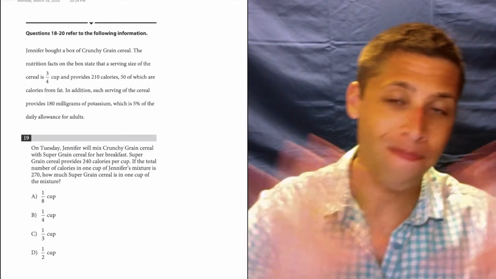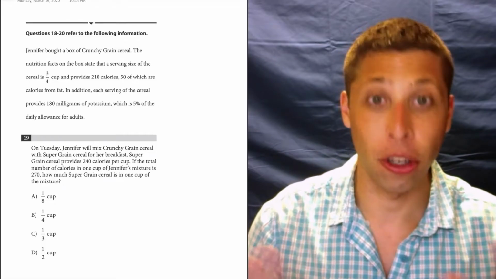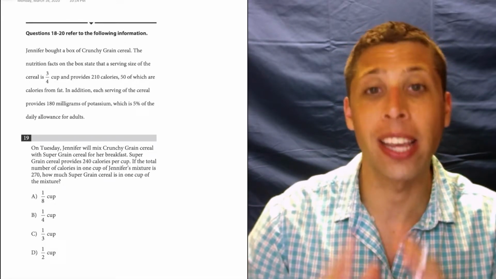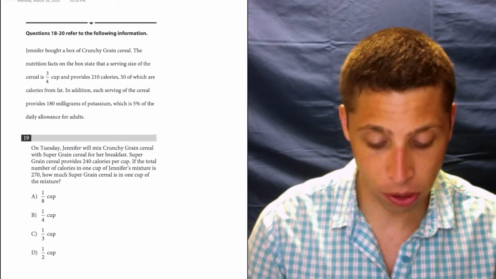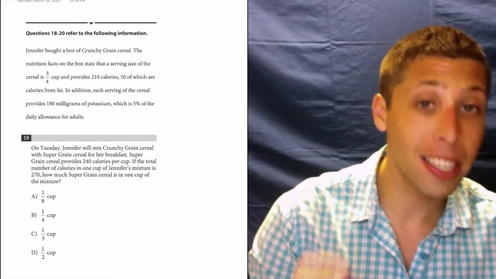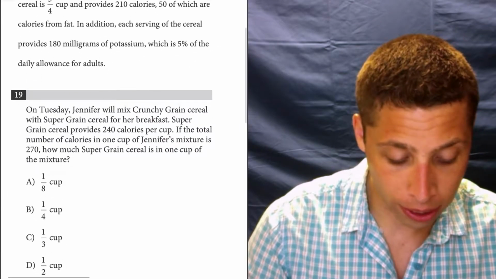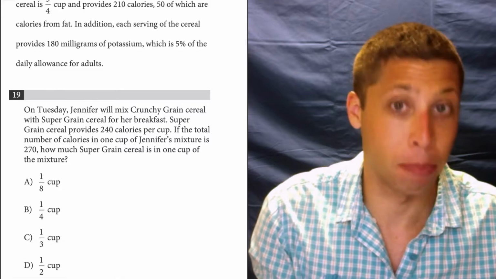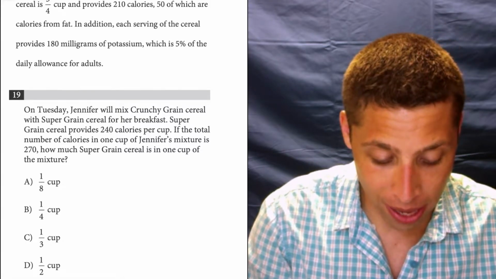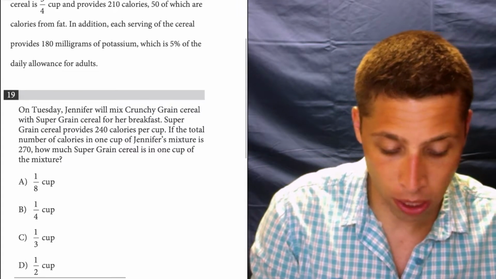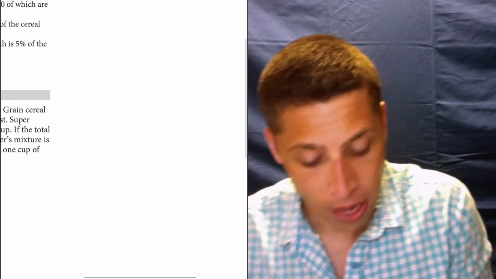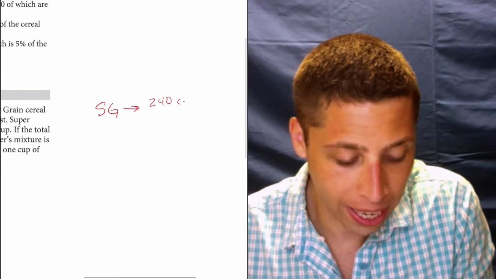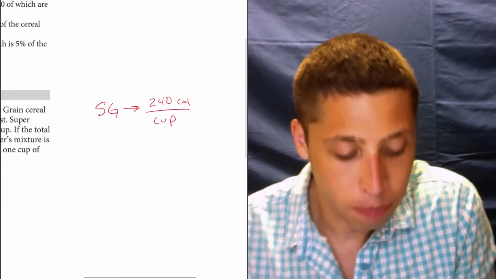So, big picture strategy: let's show our work. There's too much information moving around, too many confusing things. I need to be very clear about what I'm dealing with. They talk about super grain in this question. We're going to call it SG, because that's simpler than super grain. Super grain provides 240 calories per cup, so SG is 240 calories per cup.